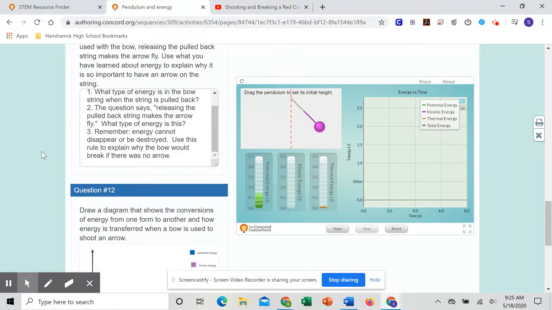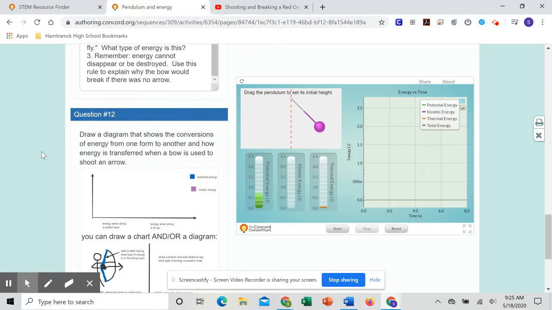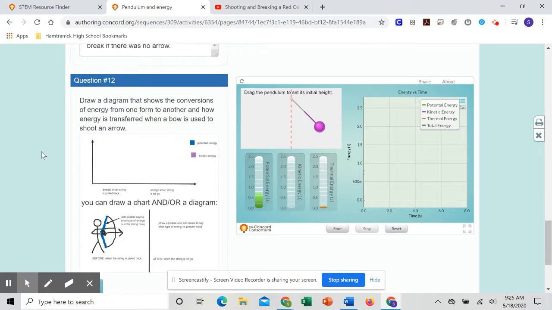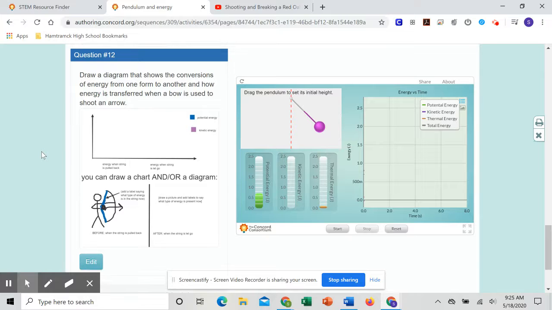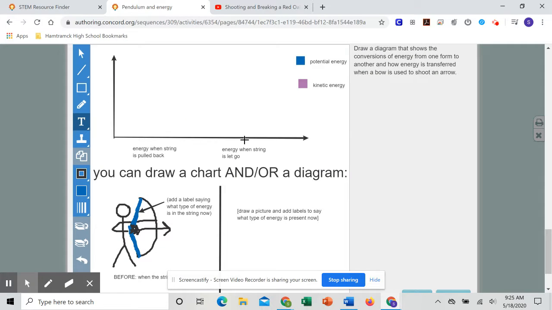In question 12, it asks you to draw a diagram that shows the conversions of energy from one form to another and how energy is transferred when a bow is used to shoot an arrow. It's up to you how exactly you do this. Here are two suggestions. First, you can draw a chart showing potential energy and kinetic energy when the string is pulled back and when the string is let go. Remember to say what object has the energy, whether it is the bow, the arrow, or something else.